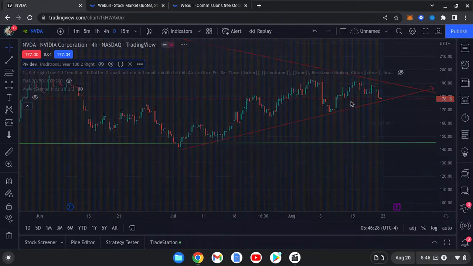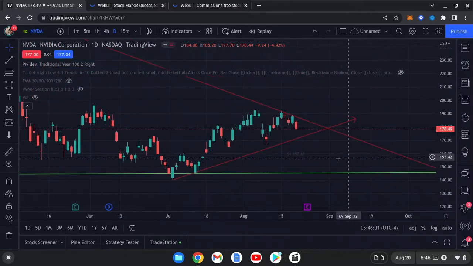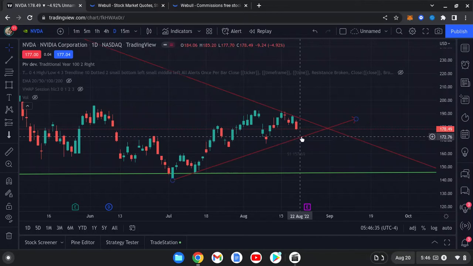our supply and demand levels, and we'll chart this on the daily chart. So we have a level here at 157, but we won't chart this because this is below our support level. So our support level is our take profit if we're playing puts.